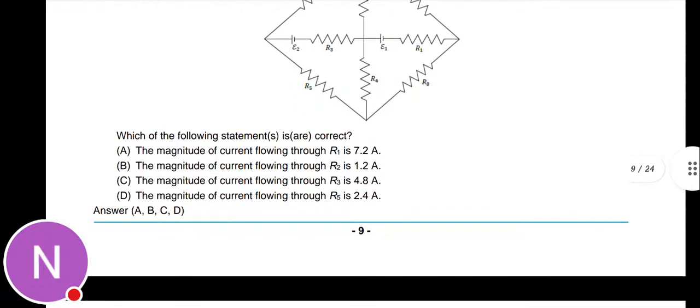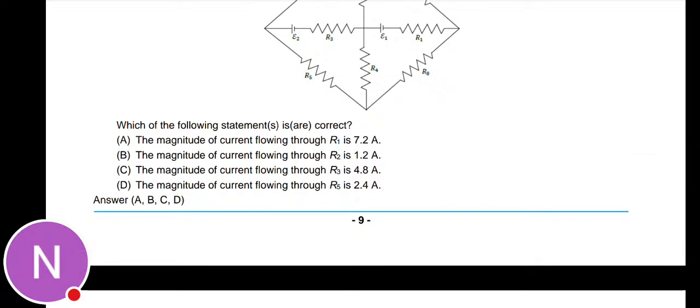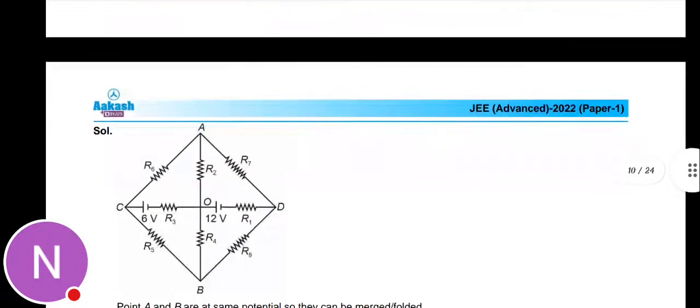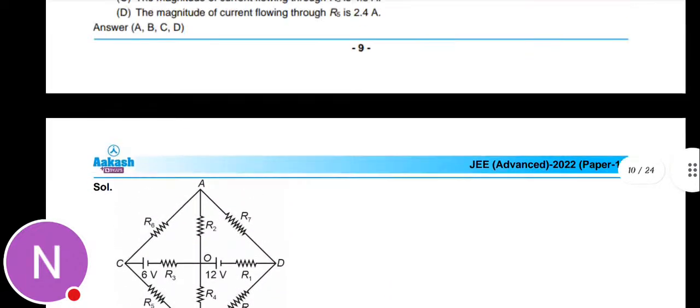The question they have asked is, which of the following statements are correct? The magnitude of current flowing through R1 is 7.2 ampere. The magnitude of current flowing through R2 is 1.2 ampere. The magnitude of current flowing through R3 is 4.8 ampere. The magnitude of current flowing through R5 is 2.4 ampere. We have to find which one is correct. So first let us take the first one.